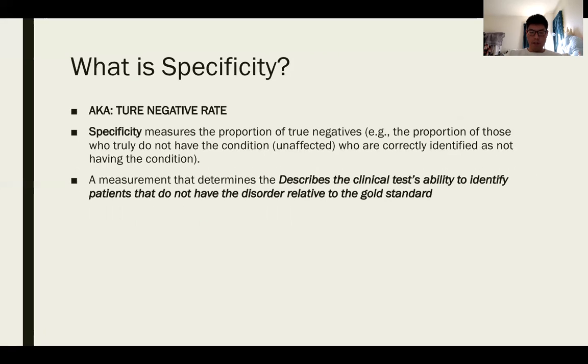Specificity, true negative rate. The explanation here: specificity measures the proportion of true negatives, the proportion of those who truly do not have the condition who are correctly identified as not having the condition. This is a measurement to determine and describe the clinical test's ability to identify patients that do not have the disorder relative to the gold standard.